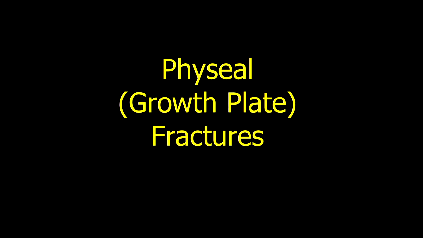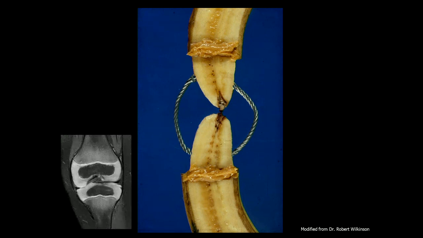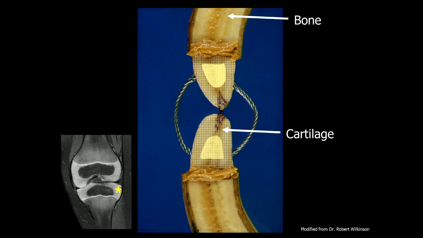Now let's move our attention to the physeal or growth plate fractures, clearly fractures which are seen only in skeletally immature or growing children. So if we take this example of a pediatric joint, which is modified from the late Dr. Wilkinson, we've taken a banana and sliced it along its longitudinal axis and are making a joint similar to this proton density weighted MRI image. We've cut off the tip of the banana and then reattached it with peanut butter. The bone is the banana. The tip of the banana is the epiphysis or the chondroepiphysis, which has yet to fully ossify.